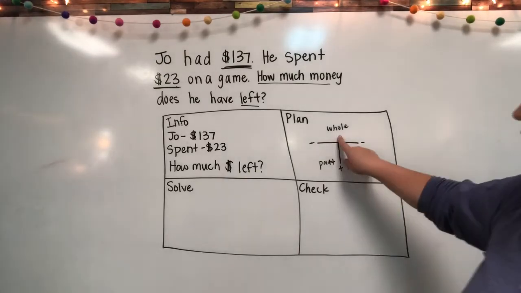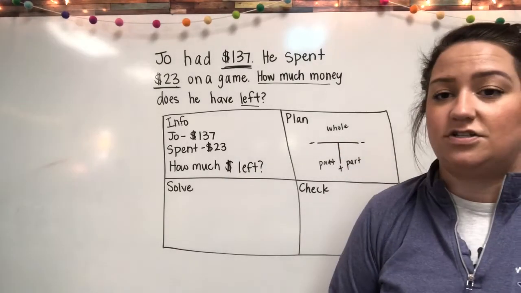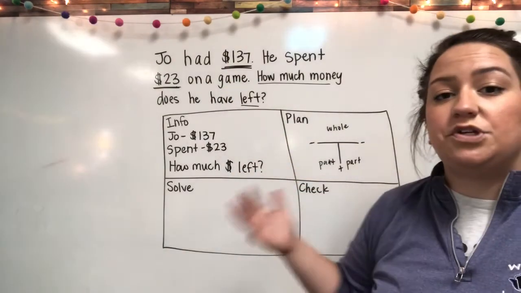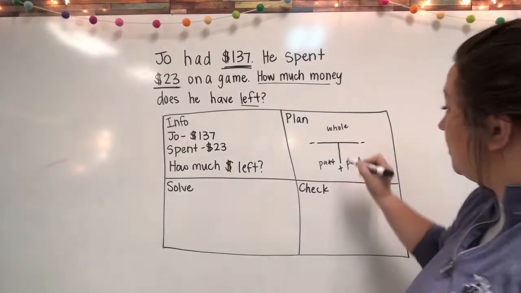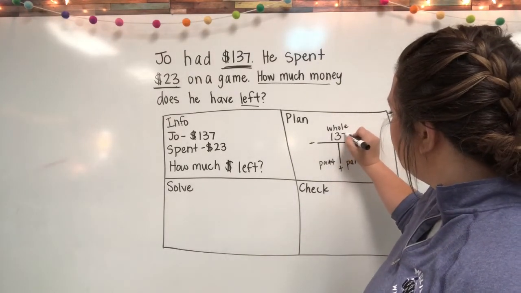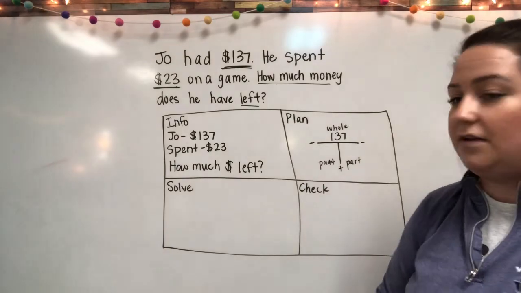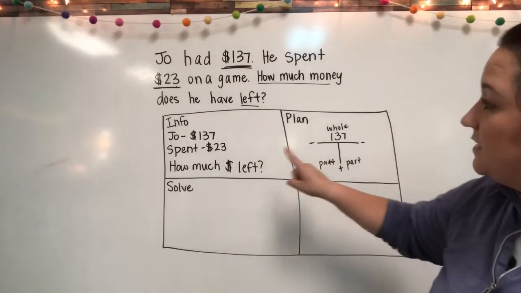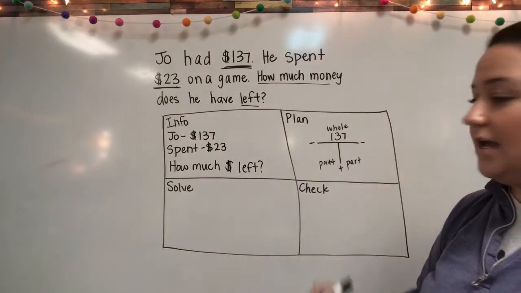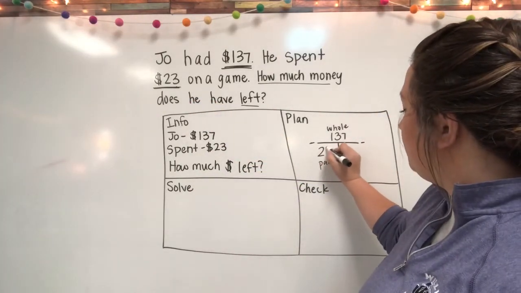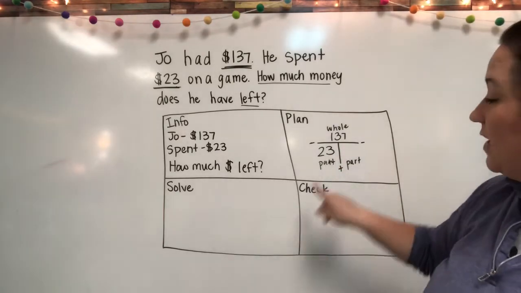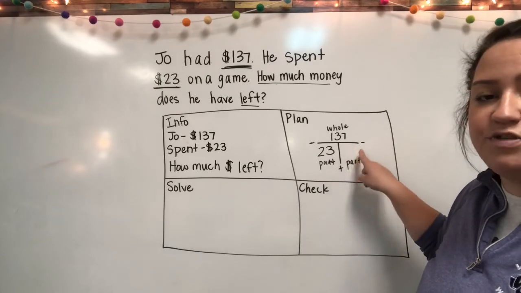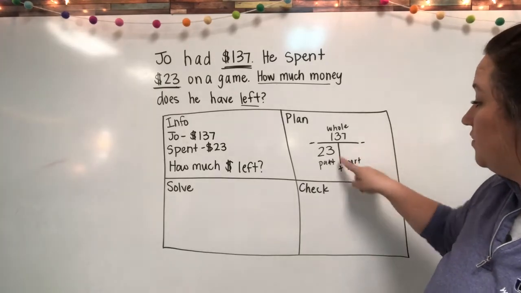Okay? So let's see. Do we know the whole? Do we know how much Joe had to start with? Joe had $137. So we do know the whole. We know how much money he started with. So here in this box, I'm going to put 137 because that's how much money he started with. And then it says that he spent $23 on a game. So we know that part of his money went to a game, and that was $23. So what we're looking for is the other part, how much money Joe has left. So that part is blank.